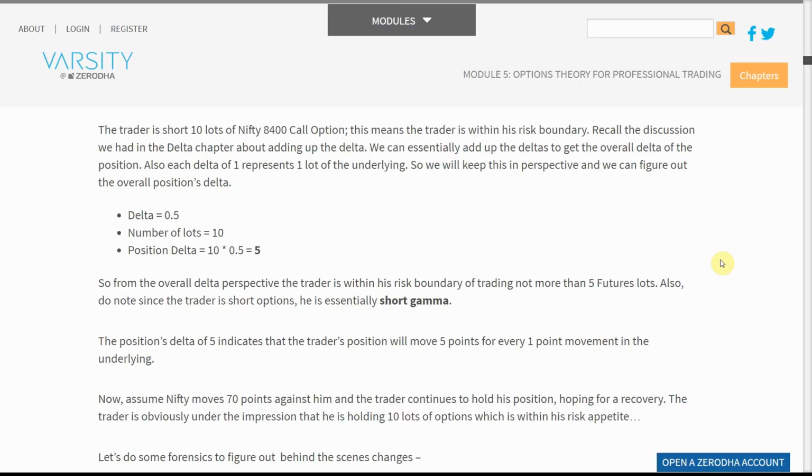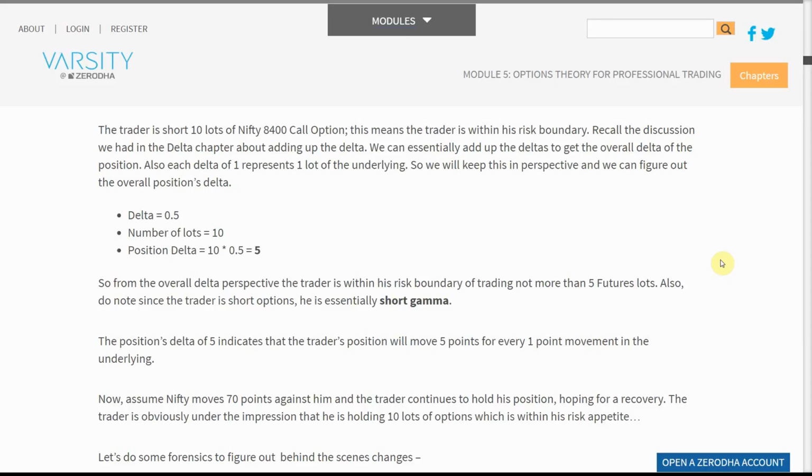Delta equals 0.5. Number of lots equals 10. Position delta equals 10 asterisk 0.5 equals 5. So from the overall delta perspective, the trader is within his risk boundary of trading not more than 5 futures lots. Also, do note since the trader is short options, he is essentially short gamma.